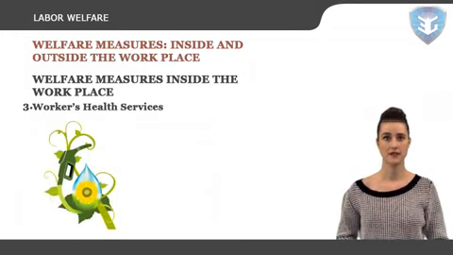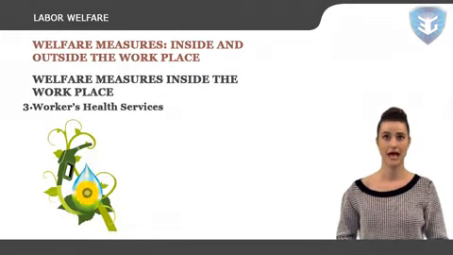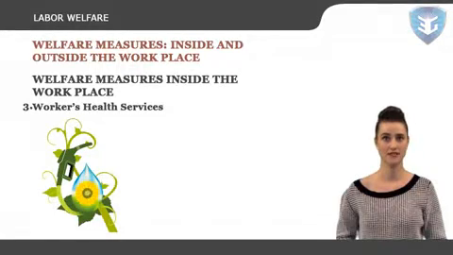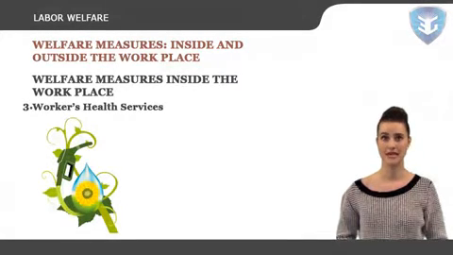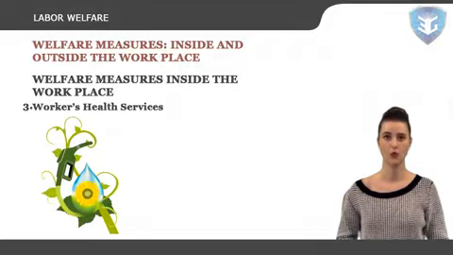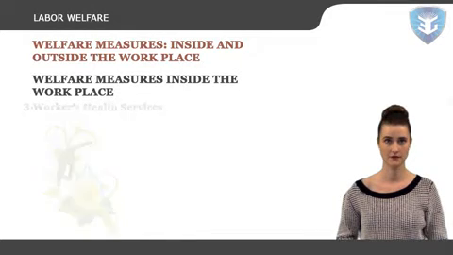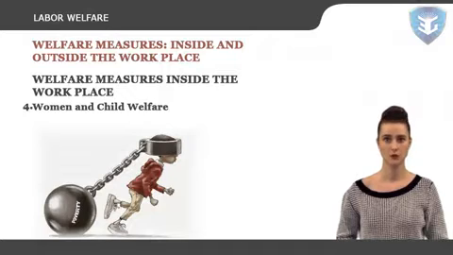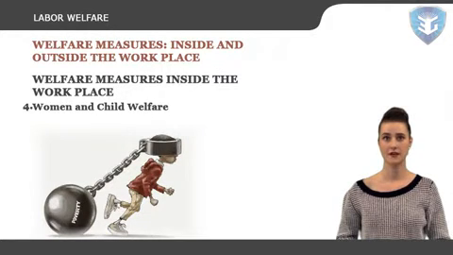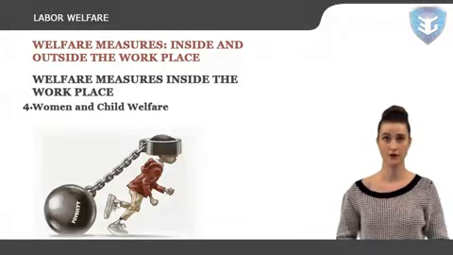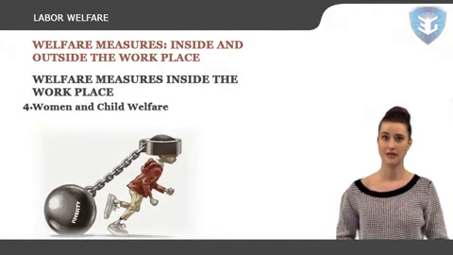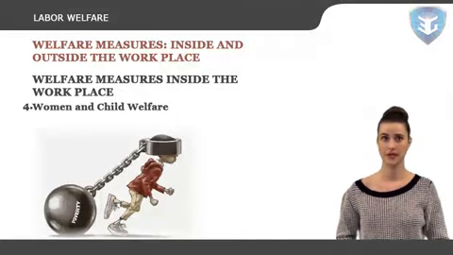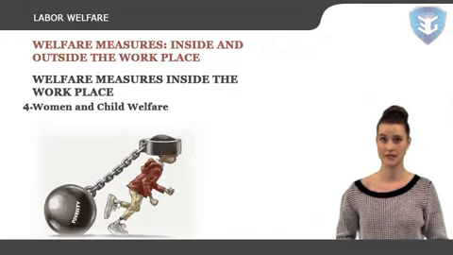3. Workers' health services. A. Factory health center, dispensary, ambulance, emergency aid, medical examinations for the workers. B. Health education, family planning, awareness program on HIV, AIDS. 4. Women and child welfare. A. Antenatal and postnatal care, maternity aid, creche, and child care. B. Women's general education, family planning services. C. Separate services for women workers, that is, lunchrooms, urinals, restrooms.